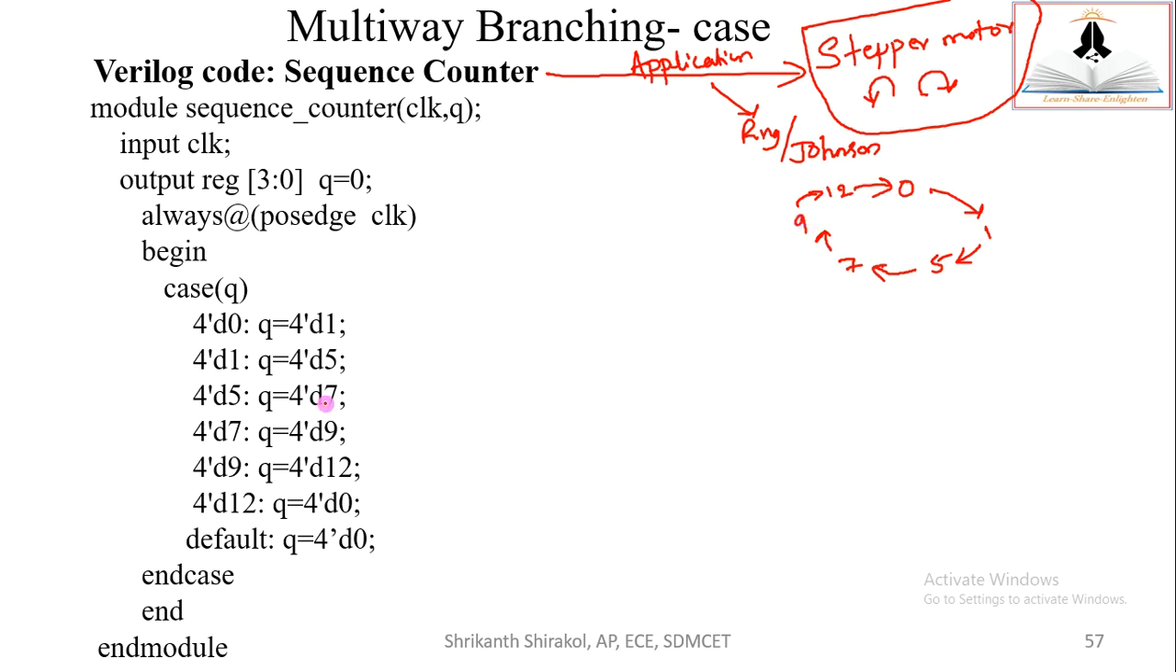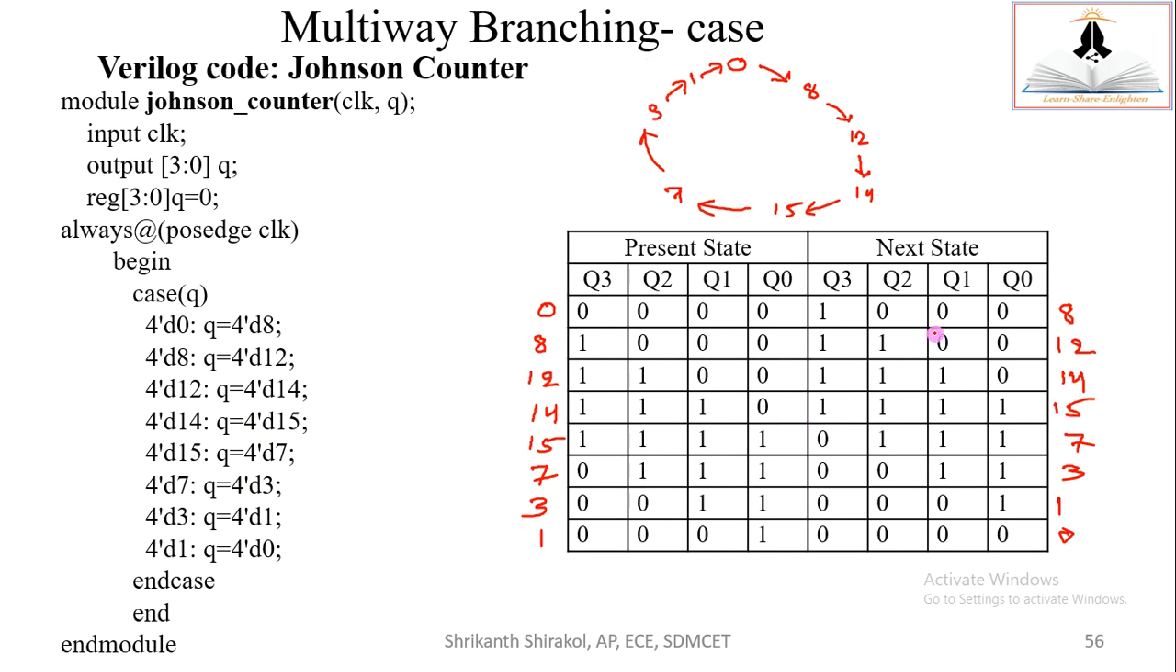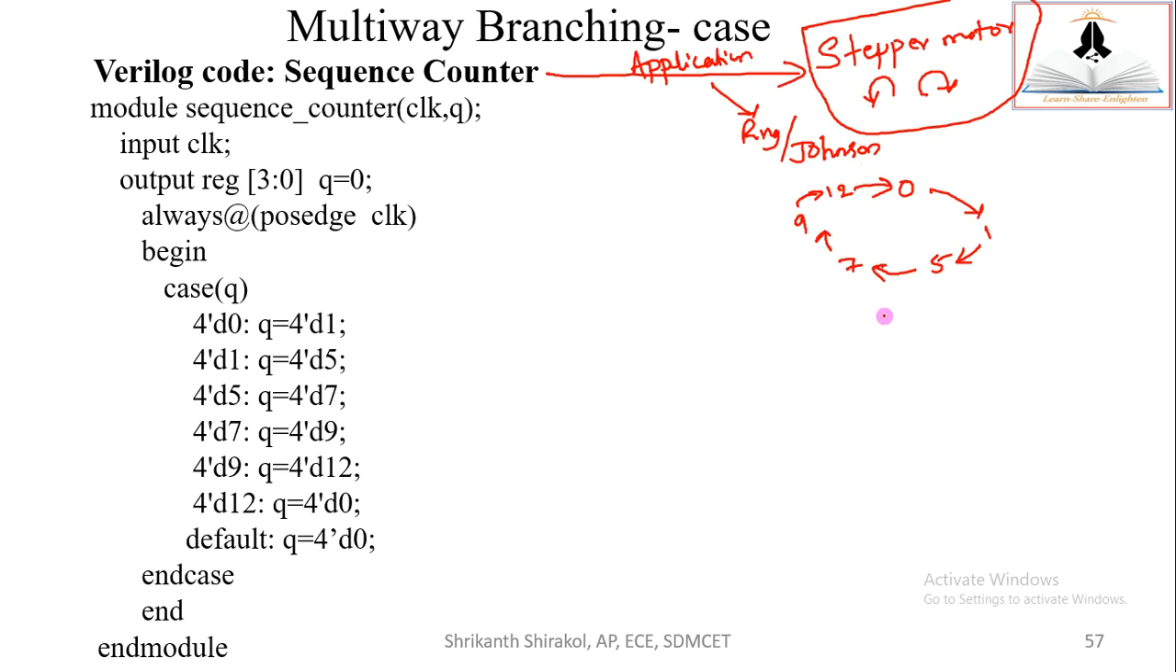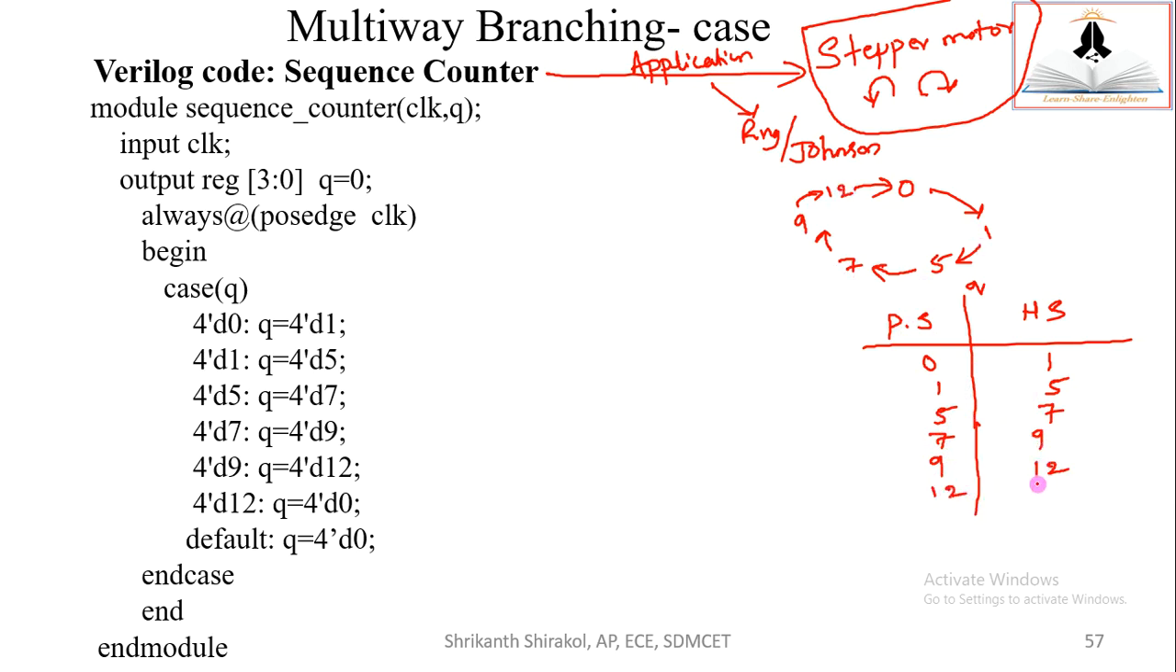And when this is a sequence, you have to again write the truth table, like in the case of the JK: present state, PS, and next state, NS. It's a Q value, right? So when the present state is 0, what should be the next state? 1. When the present state is 1, the next state is 5. When it is 5, the next state is 7. When it is 7, the next state is 9. When it is 9, the next state is 12. And the last one, when the present state is 12, the next state is 0.